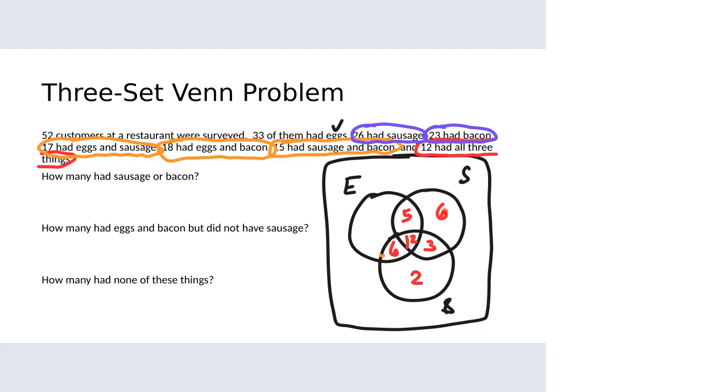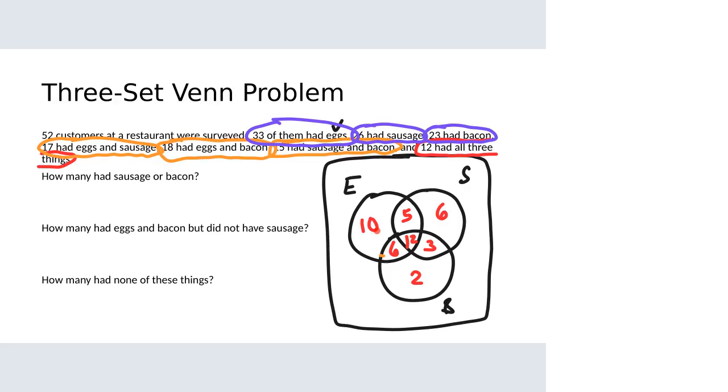And continuing to work backwards, 33 of them had eggs. So in this egg circle, I need 33 total. So far I have, let's see, 12 and 5 is 17, and 6 is 23. So I need 10 over here in region 1. 10 kind of looks like a 16. Let me fix it.